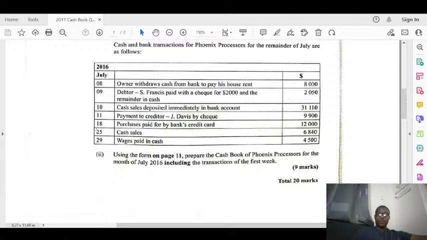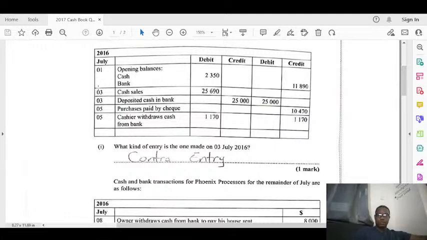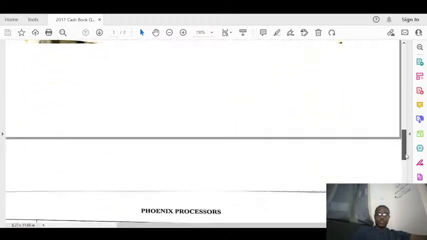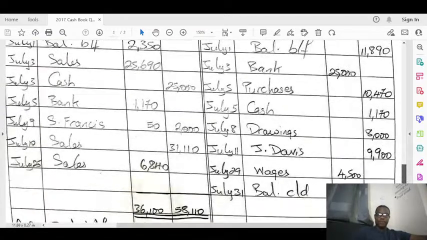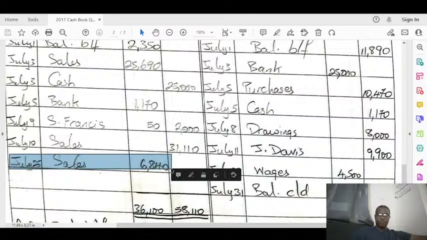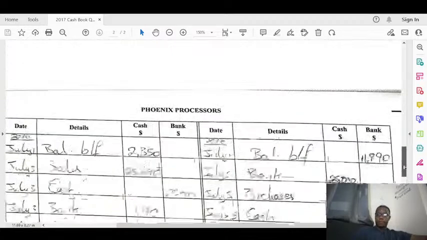So July 25, cash sales. This one is pretty simple, like this one up here, July 3. So you will treat it the same. You are selling, you're receiving cash, right? So July 25, here it is. Selling, you're receiving cash. Pretty simple, right? You debit the cash book because you're receiving cash, right?